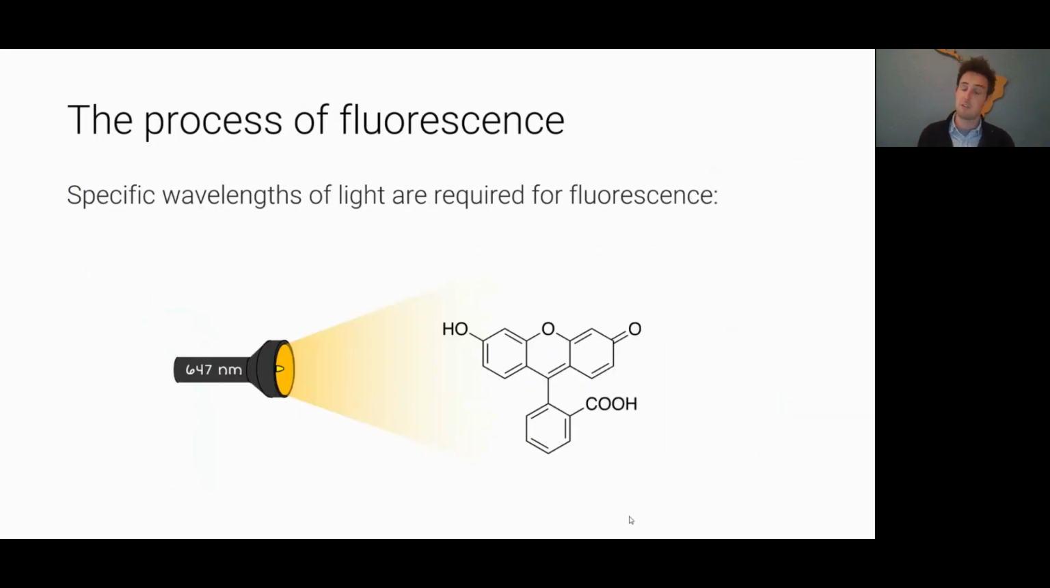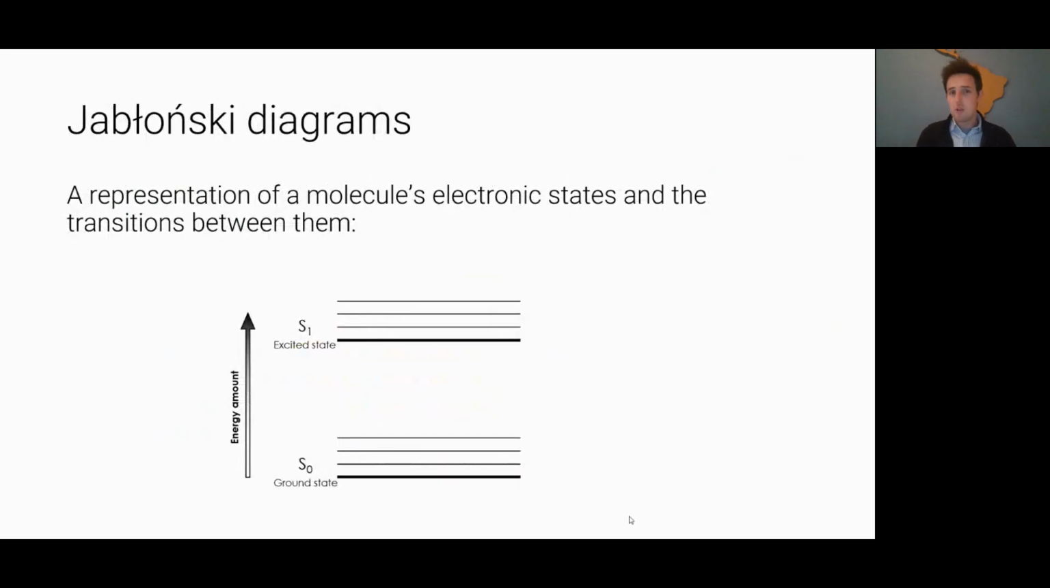And specific wavelengths are required for fluorescence. So if we illuminate something like fluorescein at too long a wavelength, we don't actually see the light because that energy does not correspond to the correct gap in energy of those molecular orbitals. And we use the Jablonski diagrams to represent these electronic states within a molecule. So you have the ground state, and in this case, the first excited state.